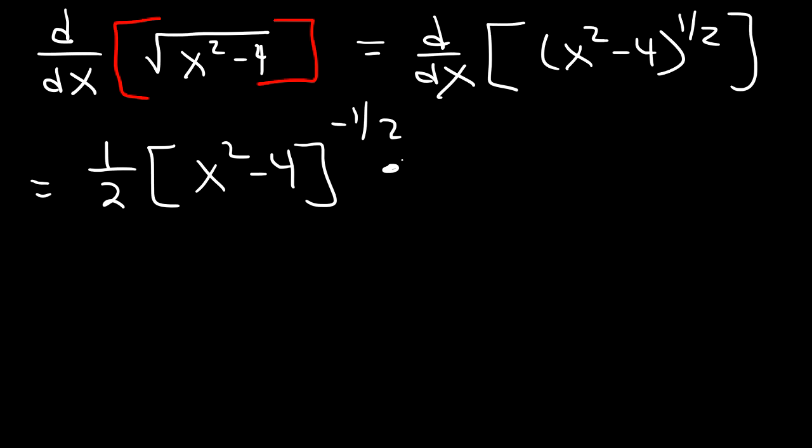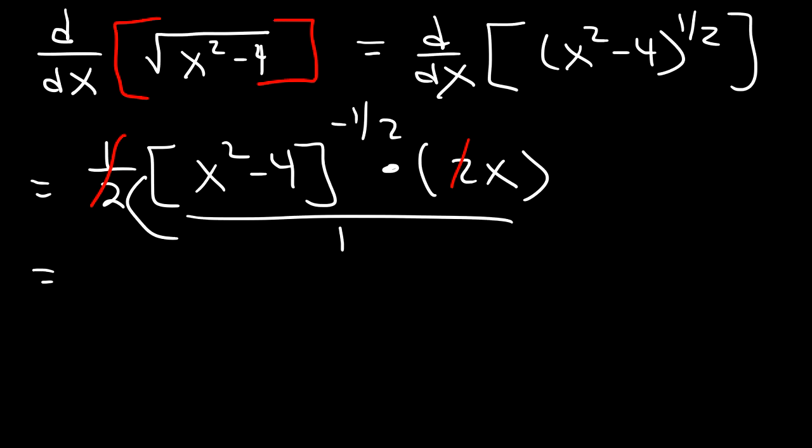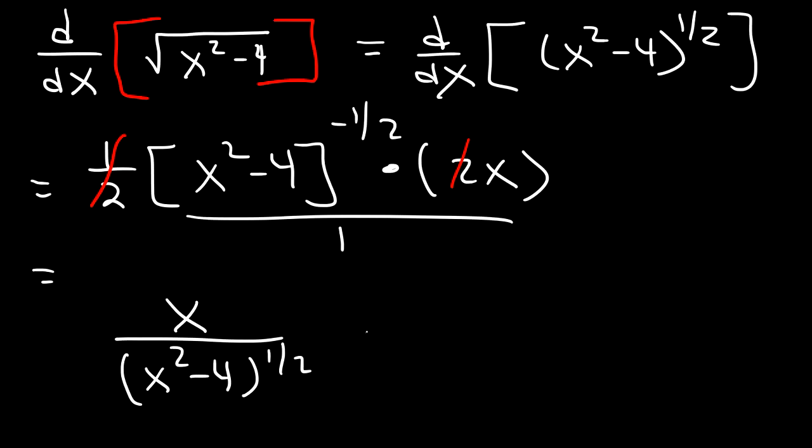And then multiply by the derivative of the inside. The derivative of the inside function, x squared minus 4, is 2x. Now, 1/2 times 2 is 1, so we can get rid of the 1/2 and the 2. Now, we need to take this term and move it to the bottom. So right now, what we have is x divided by x squared minus 4 raised to the positive 1/2.